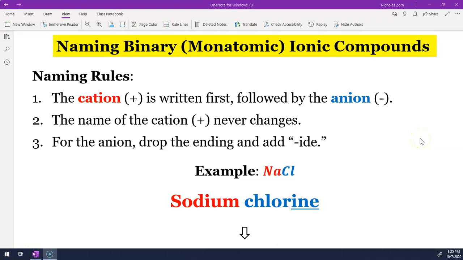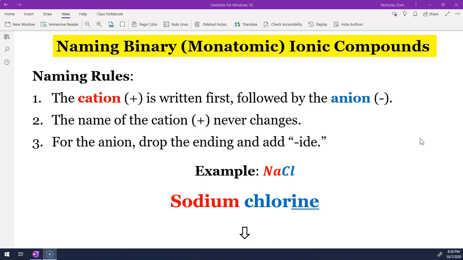In this video, we're going to go through the naming rules for binary ionic compounds. So the rules are pretty straightforward. The cation, which is our positive ion, is always written first, followed by the negative anion. The name of the cation never changes. And for the anion, we're going to drop the ending and add IDE.